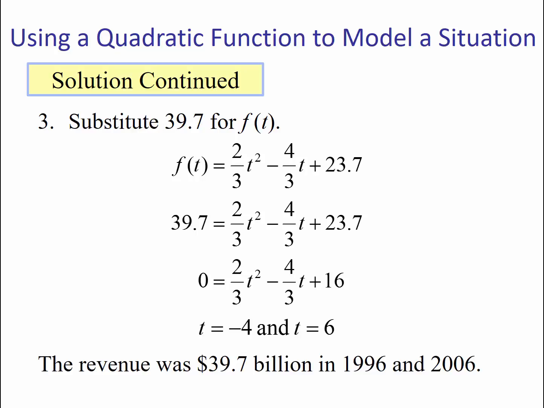And if you recall, back in the problem, t is the number of years since 2000. So t is -4 corresponds to 1996, and when t is 6, that corresponds to a year of 2006.